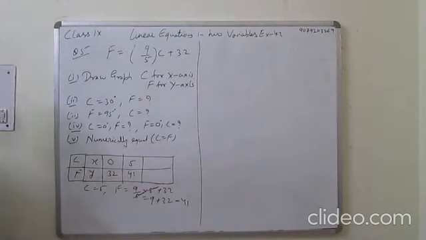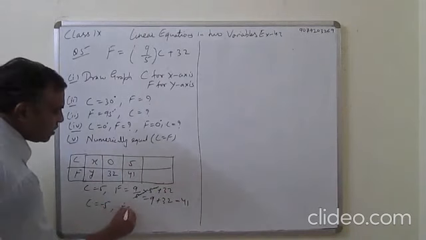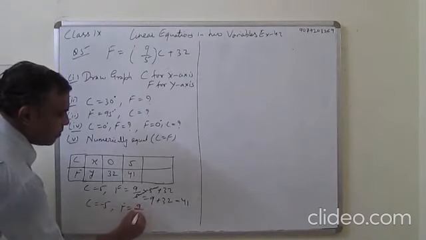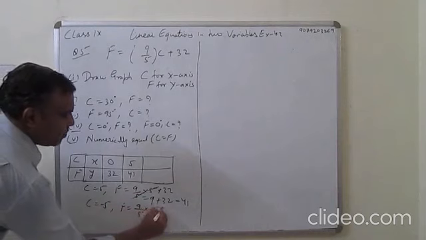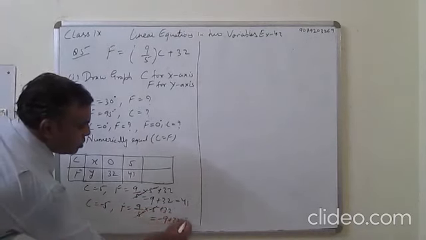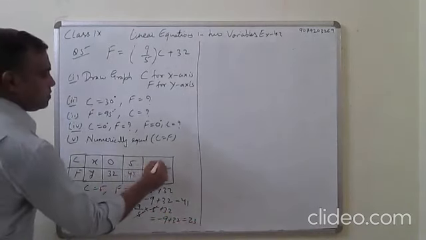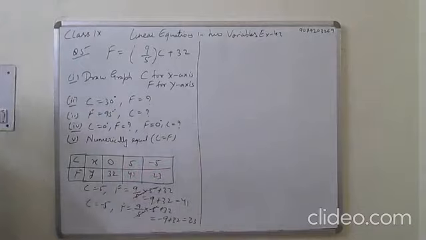If I take C is equal to -5, F is equal to 9/5 into -5 plus 32. So it is -9 plus 32 is equal to 23. Now plot the graph.